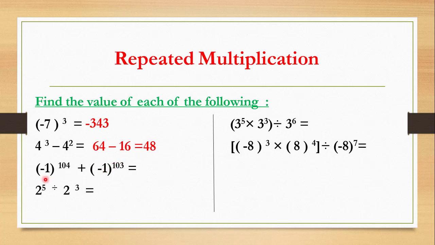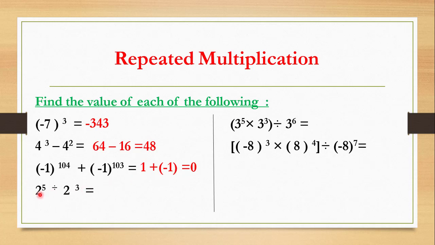Okay, negative 1 to the power 104 plus negative 1 to the power of 103. The first one, a negative number with an even power, means a positive number, so here we have 1. Here an odd power, so negative 1. 1 plus negative 1 is 0.